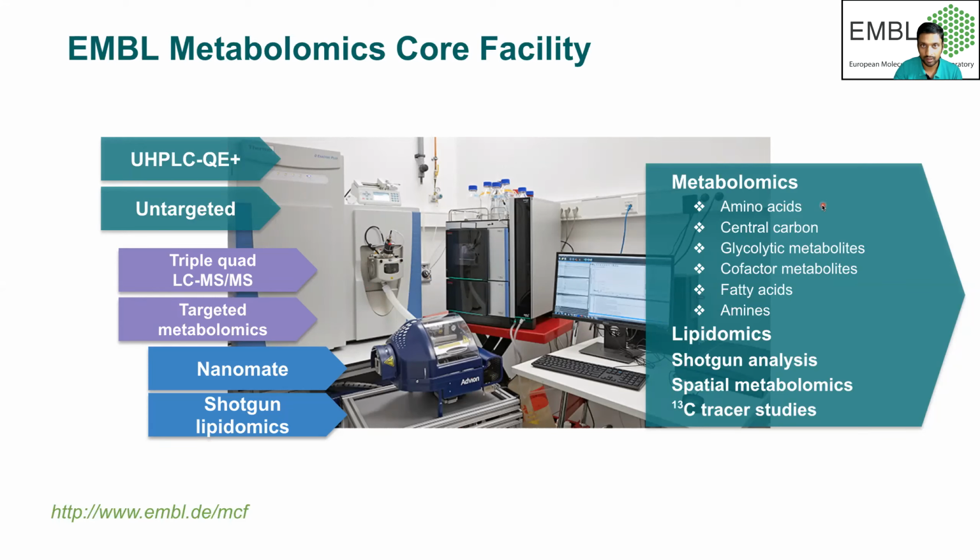So what kind of things do we detect using these techniques? Metabolomics, which in general means small molecules below 1000 mass. This can be amino acids, central carbon, glycolytic metabolites, cofactors, fatty acids, amines. And then we analyze lipids, which is a different branch that uses a similar setup, called lipidomics. And we also do the shotgun analysis.